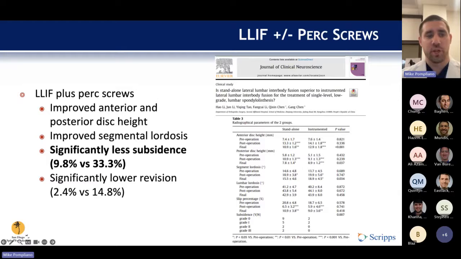The percutaneous screw did improve radiographic parameters with both anterior and posterior disc height, as well as improved segmental lordosis, and had significantly less subsidence, as well as significantly lower revision rates.